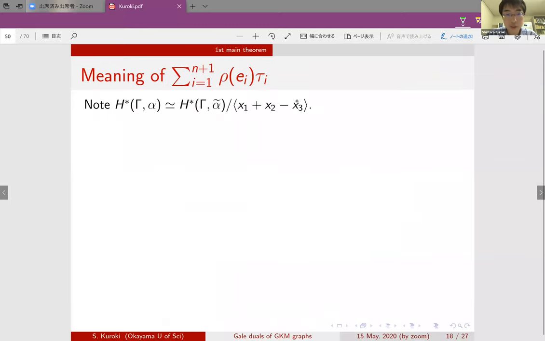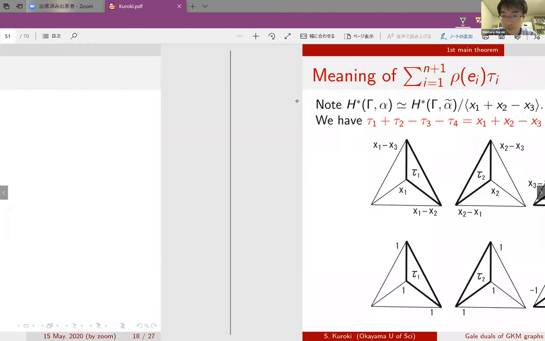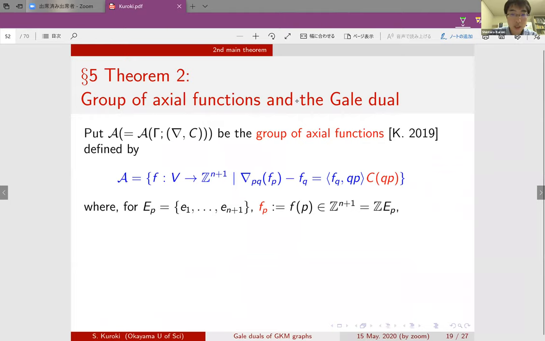So actually there is a meaning of this element, but I have just 2 minutes, so I will skip this part. And the second part... I'm sorry, I don't have enough time. But the second main theorem, I will quickly introduce.